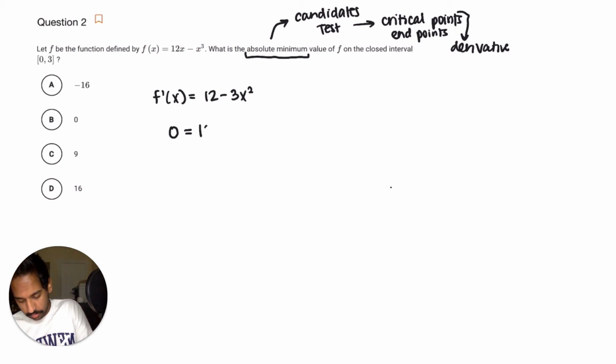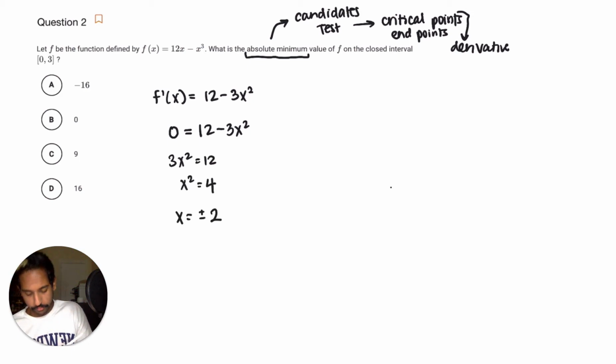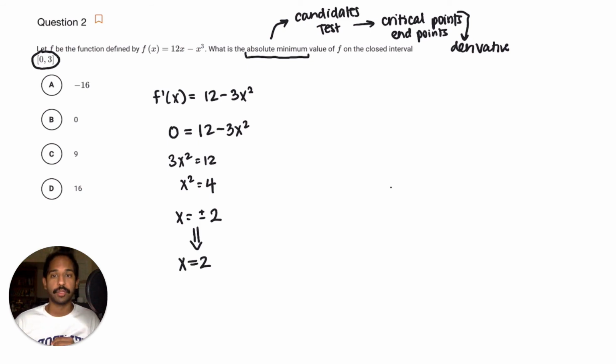But let's see, 0 equals 12 minus 3x squared. I'm going to add 3x squared to both sides. Then I'm going to divide by 3. And then I get x equals positive or negative 2, right, when I find the square root. But do we want both of these values? Well, let's look in here. From 0 to 3 is our domain. That's the interval we're looking at. Negative 2 is not in that interval. So we're just going to say this is just x equals 2. That's the only one we care about. We don't care about negative 2.